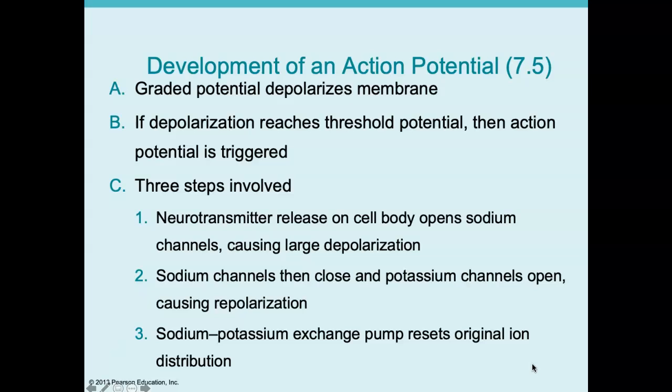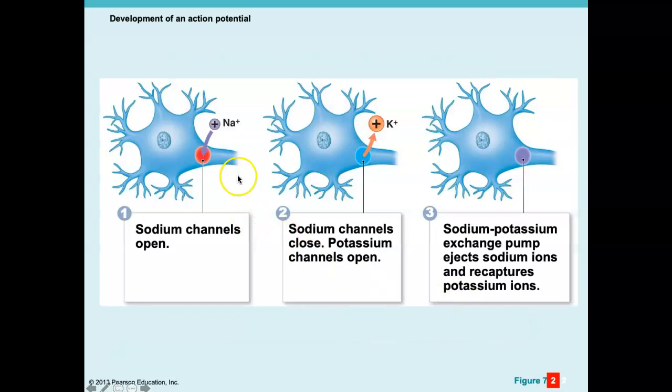So there are 3 steps involved here. The neurotransmitter is released onto the cell body and opens the sodium channels, causing a larger depolarization. The sodium channels close and potassium channels open, causing repolarization. And the sodium-potassium pump resets the original ion balance. So here our sodium channels open. Sodium rushes in, then potassium channels open, potassium rushes out, and repolarization occurs.